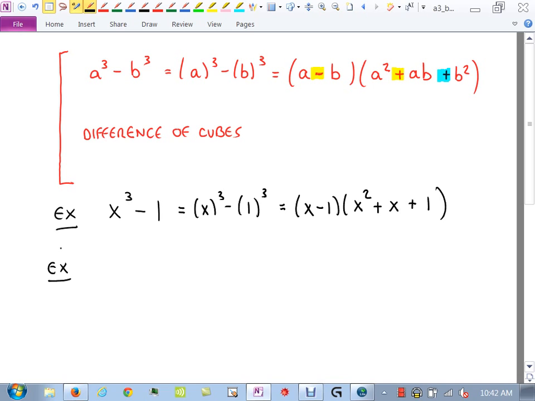One more. 16 minus, sorry, I'm just thinking here about how I want this to be. 250 m cubed.